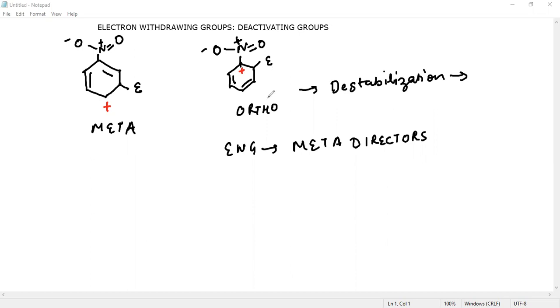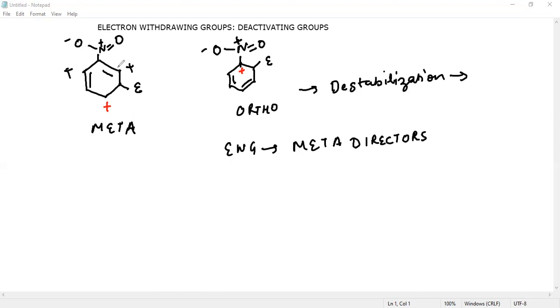So let's look into the meta position. If you substitute your electrophile at the meta position, this plus charge will be either here or here or here. If you recall from the previous lecture, you are going to get the carbocation here, here, or here, never directly under the electron withdrawing group. So this is not energetically favorable, but it is a less destabilizing situation as compared to the ortho and para positions.